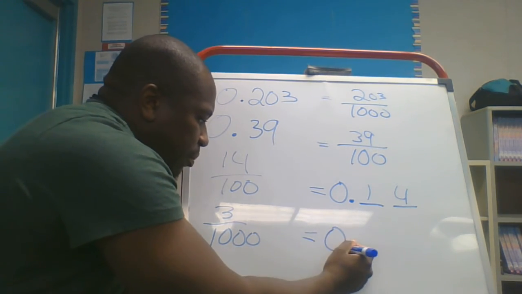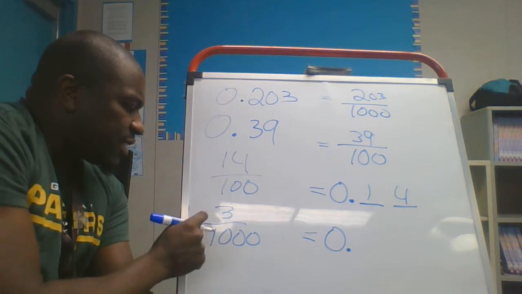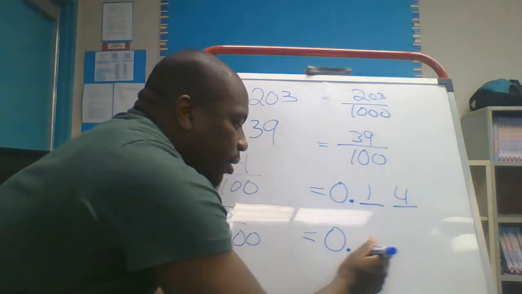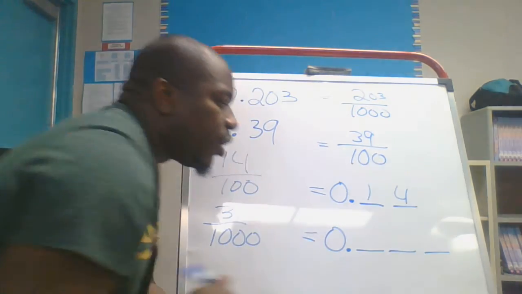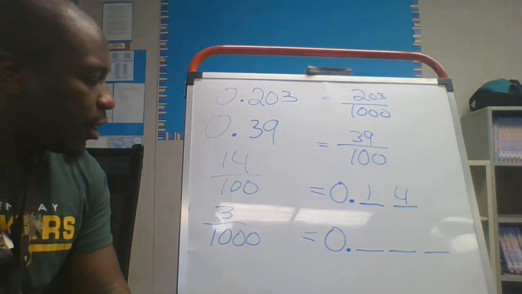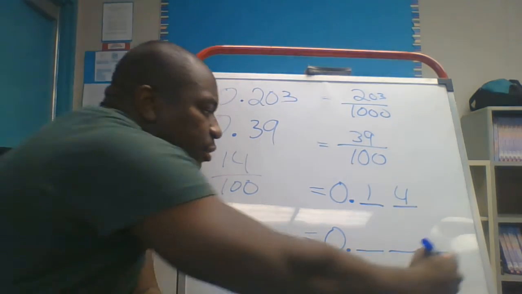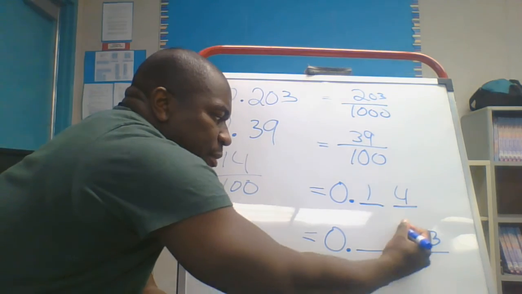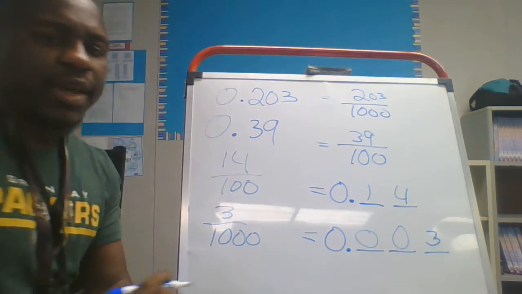Okay, same thing here. Put our 0, put our decimal. This is the thousandths place. The thousandths place goes to the third place after the decimal. And we're going to put in our number. We're going to start here at the right. Okay, 3. Oh, look, we have nothing here. That means we put in zeros. And that is 3 thousandths.